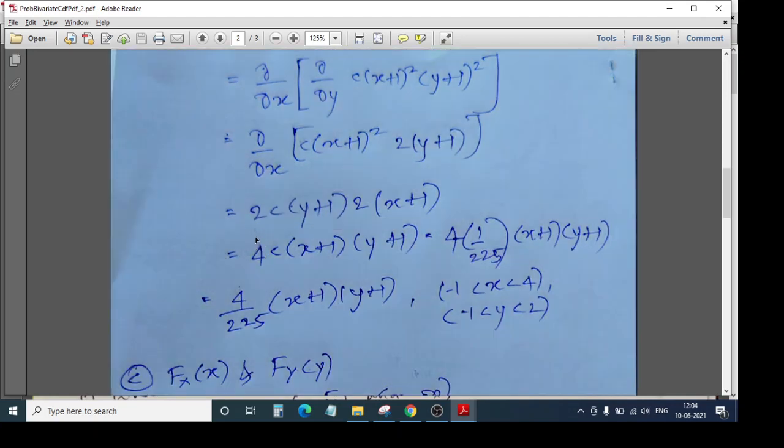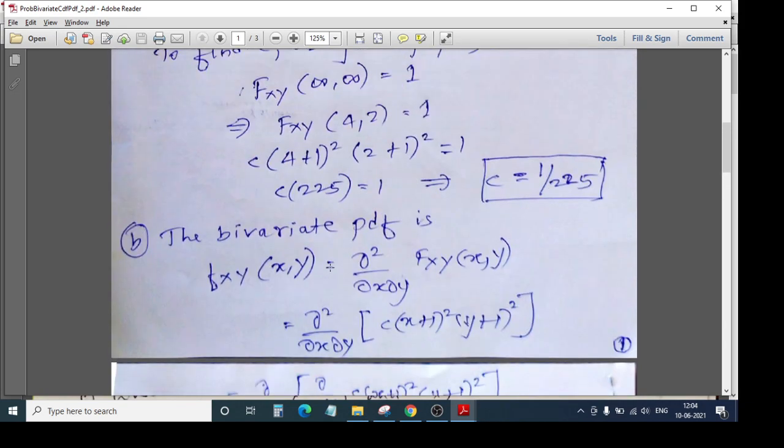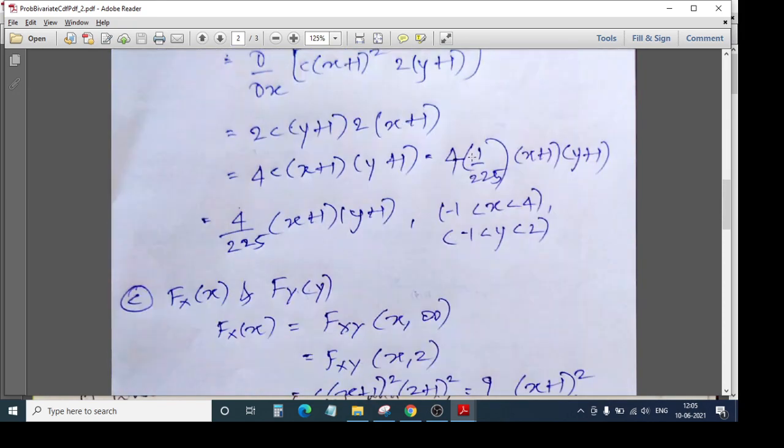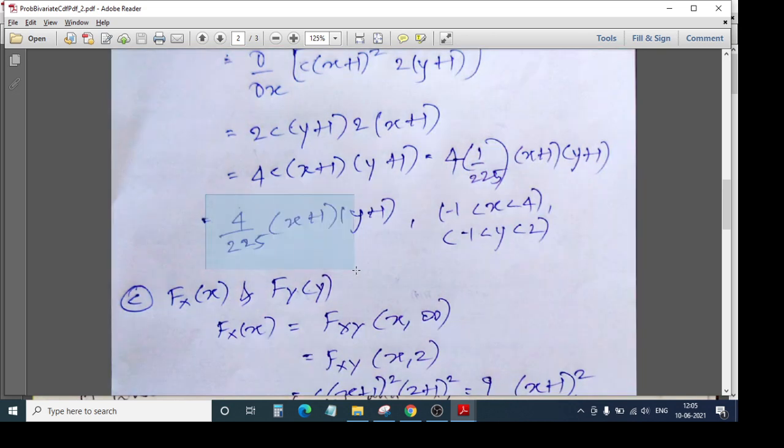Now we multiply it: 2 into 2 is 4, C is kept as it is, so it is 4 C into (x plus 1) into (y plus 1). We have already found the value of C, which is 1 divided by 225. So we substitute the value of C, and (x plus 1) and (y plus 1) are kept as they are. The answer we get is 4 divided by 225 into (x plus 1)(y plus 1).